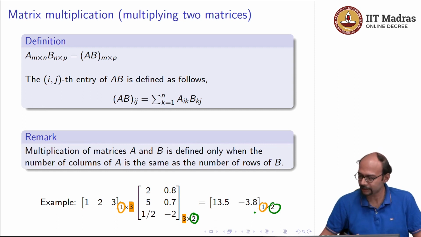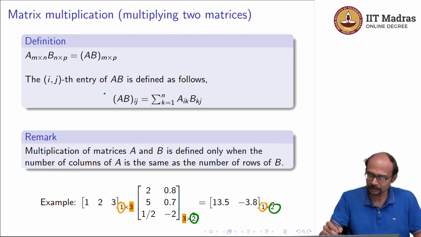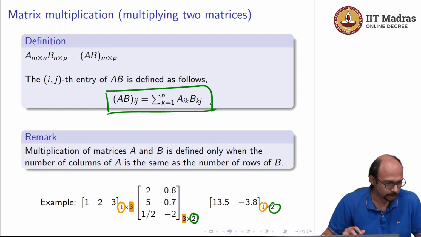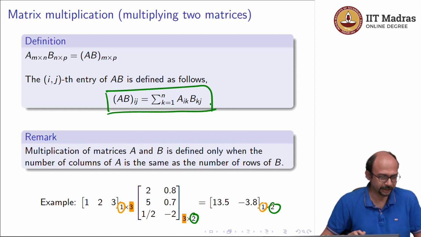Okay, and now how do we get the first entry? To get the first entry, we do 1 times 2 plus 2 times 5 plus 3 times half. To get the second entry, we do 1 times 0.8 plus 2 times 0.7 plus 3 times minus 2. And this is what we'll get. I'll encourage you to check that what I just said is exactly this formula over here. So that's matrix multiplication.